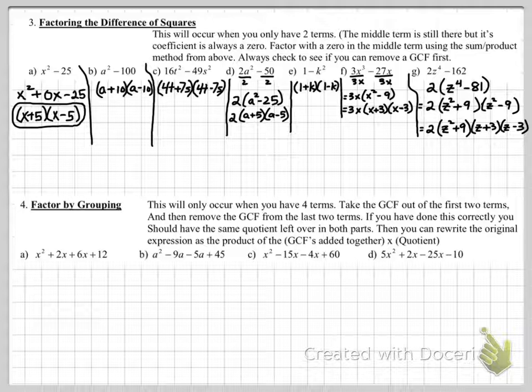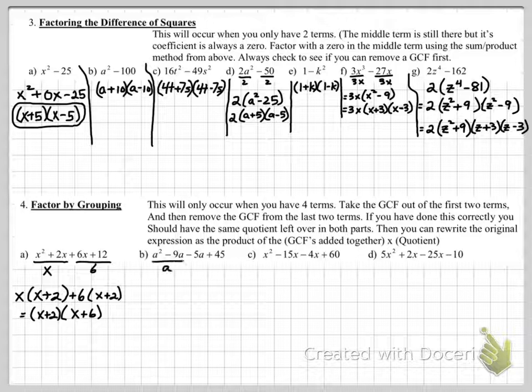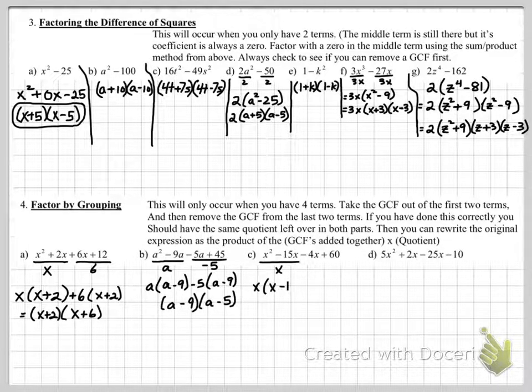Let's move on to the bottom. Factor by grouping. This will only occur when you have 4 terms. You take the greatest common factor out of the first 2 terms. Here we're going to factor out an x to get x plus 2, and a 6 out of the next ones, and we're going to be left with x plus 2. So in the final form, it's going to be x plus 2 times x plus 6. Again, in the next one, factor an a out of the first 2, factor a negative 5 out of the second 2, and you have an a minus 9 in common to both, and I got a minus 9 times a minus 5.